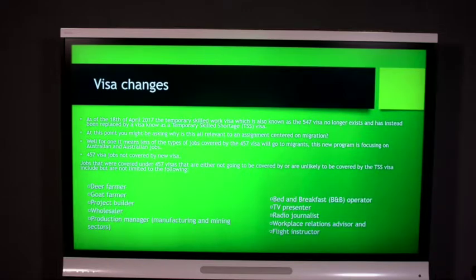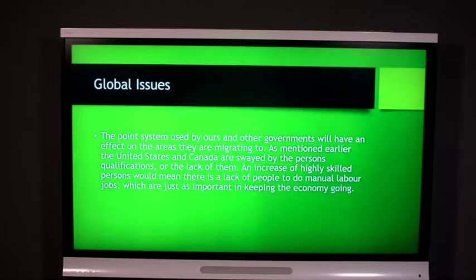As you can see on this slide, there are numerous jobs that are no longer covered under the 457 visa. The bigger picture, though, is that these changes are going to have a detrimental effect on migrants. Therefore, the requirements and policies need to change yet again.